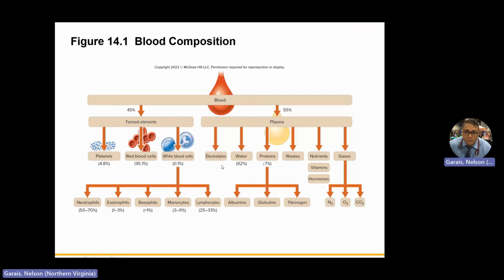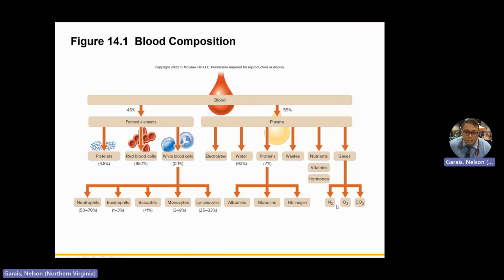Plasma, the fluid part of your blood, of course, has electrolytes. It's made out of water, tons of it, and of course, it has proteins. The albumins are for water balance. Globulins or immunoglobulins are part of your immune proteins, and your fibrinogen also aids your platelets in clotting. Nutrients, vitamins, and hormones are also in your plasma.